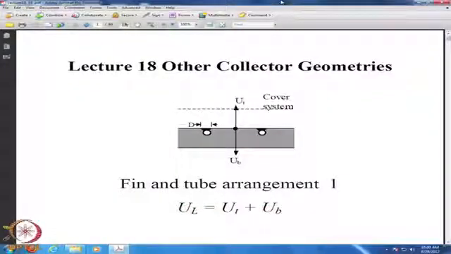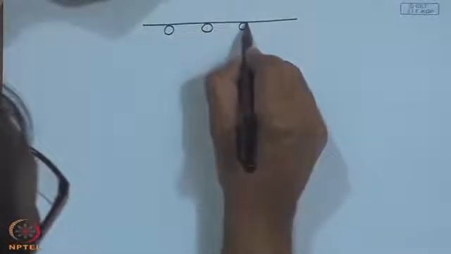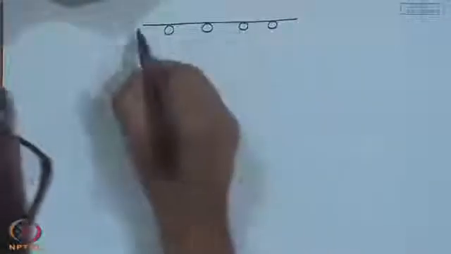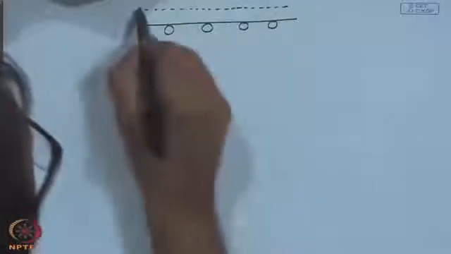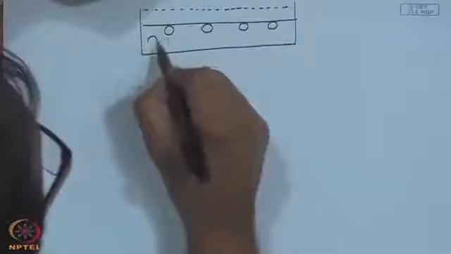Last time we started considering other collector geometries, particularly for the liquid heaters. We have most commonly employed the fin and tube arrangement. Arrangement number 1, which we have dealt with in detail, consists of an absorber tube and fin, with the tubes being soldered at the bottom, of course, along with 1 or 2 glass covers and embedded in a box with insulation.